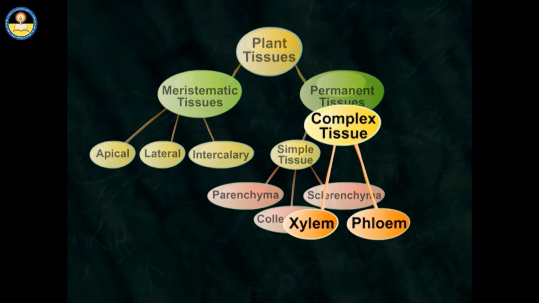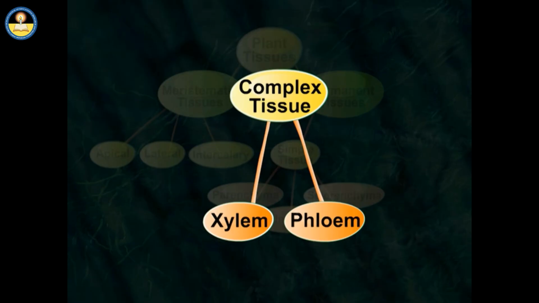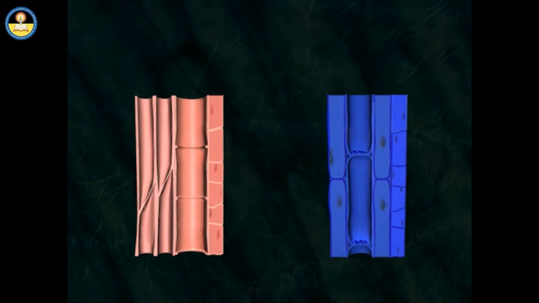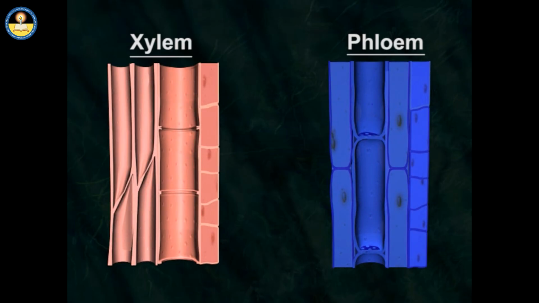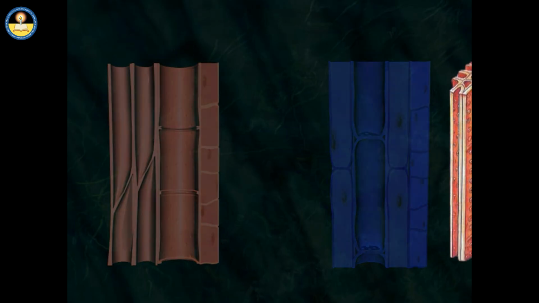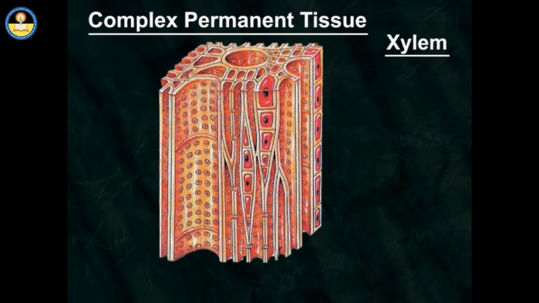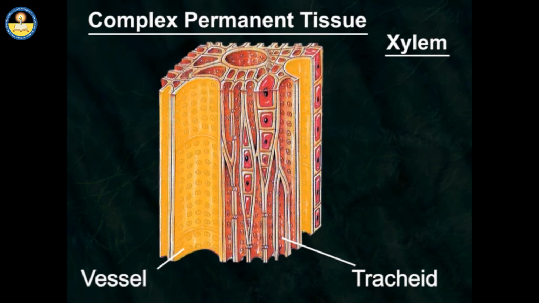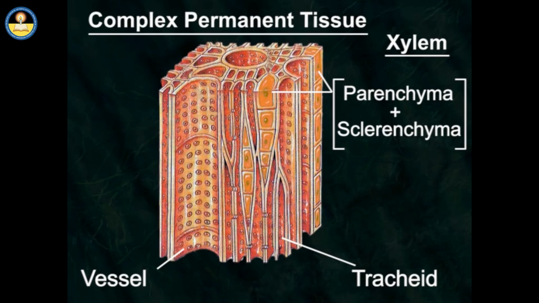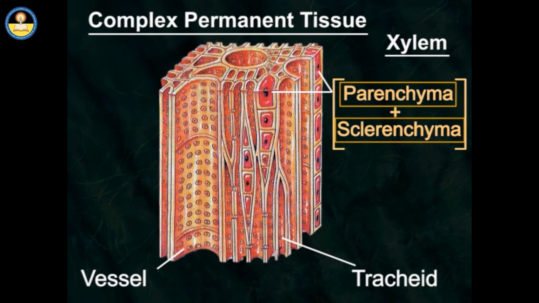Xylem and phloem are two types of complex permanent tissues, each composed of many types of cells. Xylem is composed of 4 different types of cells: tracheids, vessels, xylem parenchyma and xylem sclerenchyma. 2 types of cells perform conducting action and the other 2 provide mechanical support.